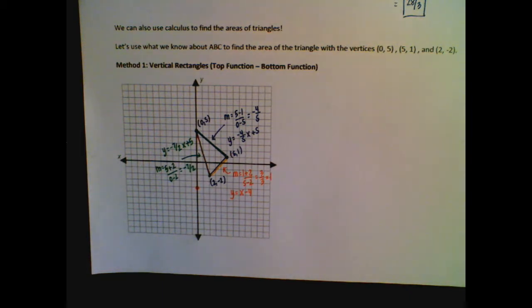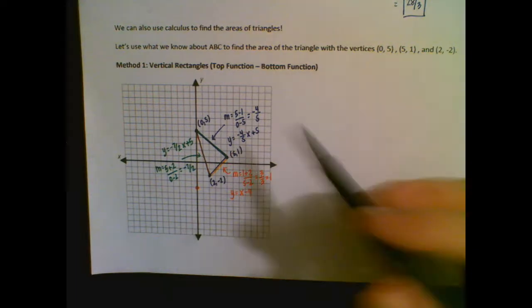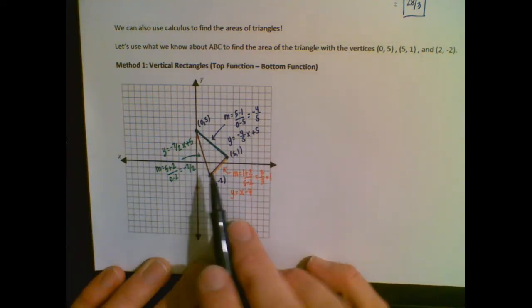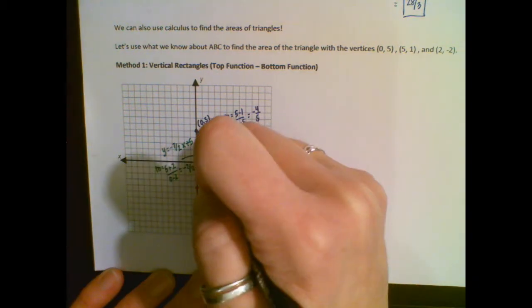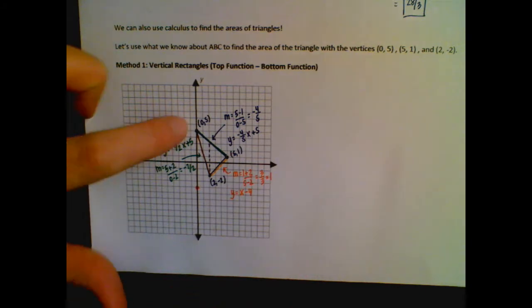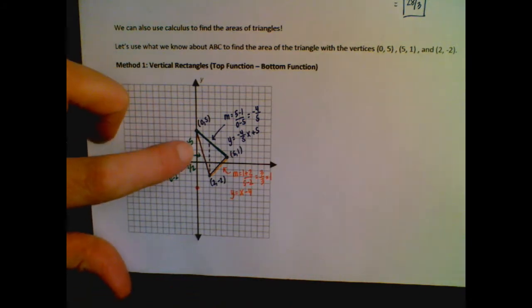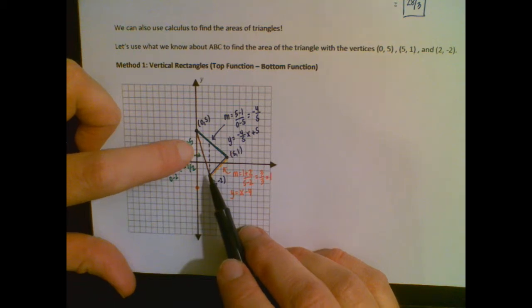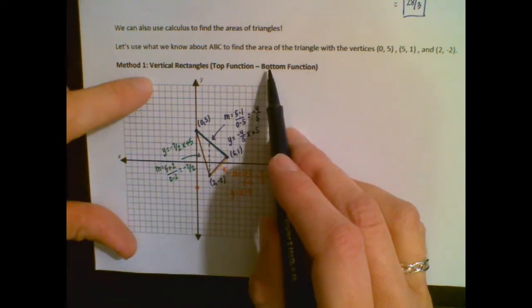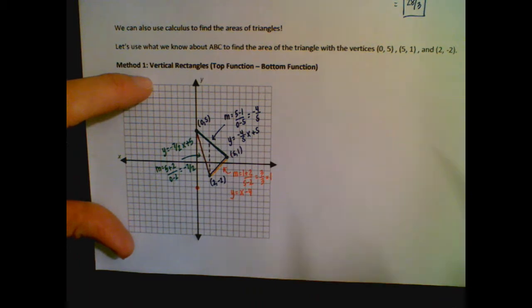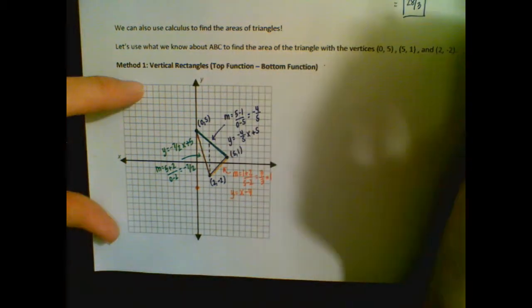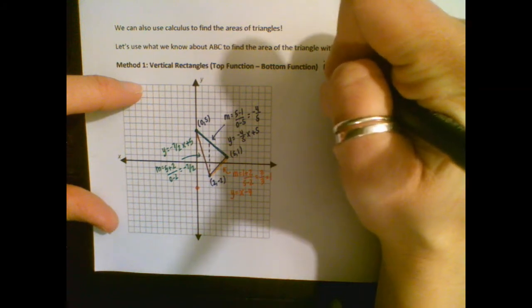So if I'm going to do top minus bottom, again, I know my top function is this. Let's start over here with this bottom function. It looks like if I were to split up this triangle into a top minus bottom, here's my top, here's my bottom, and it would change right at this point. So if we're using top minus bottom, or vertical rectangles, we're going to be taking the antiderivative in terms of x.